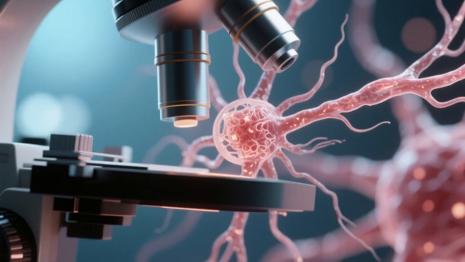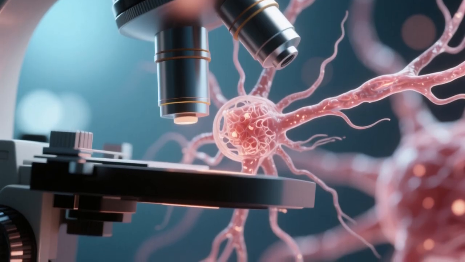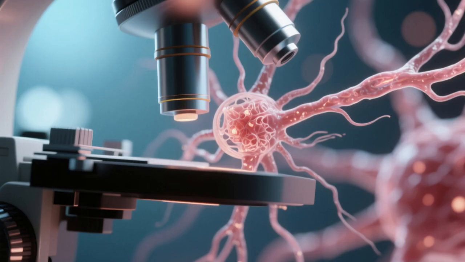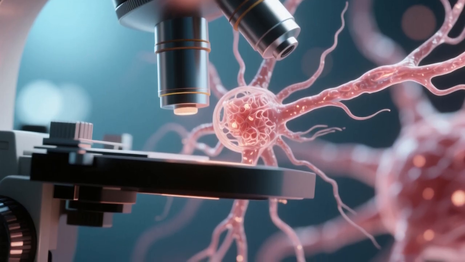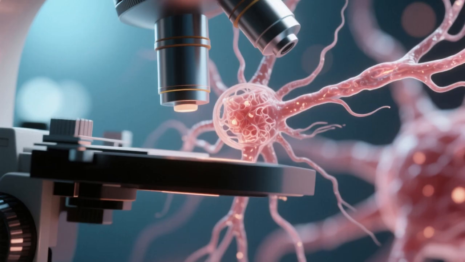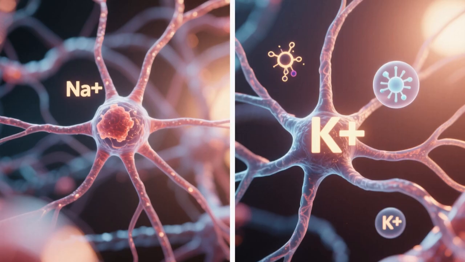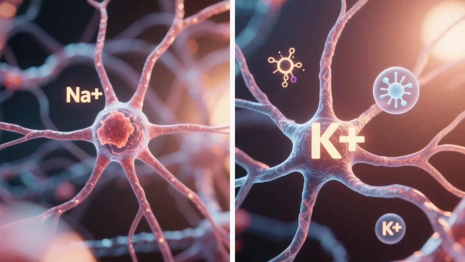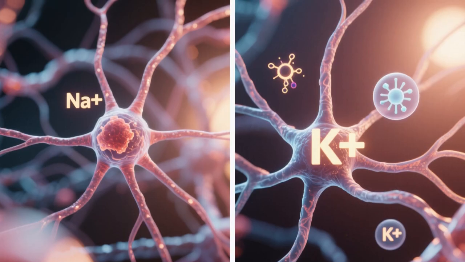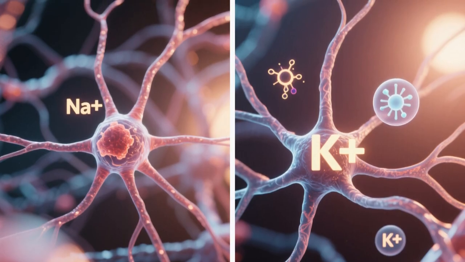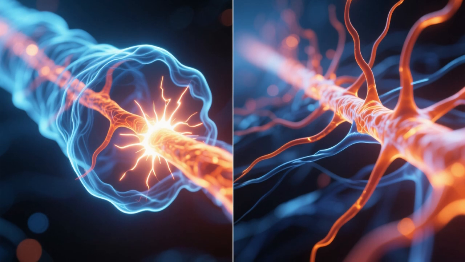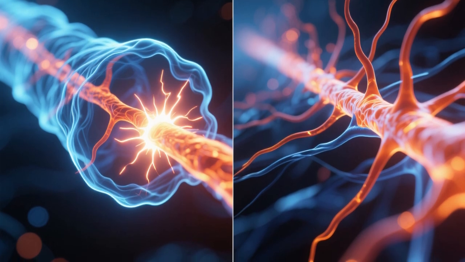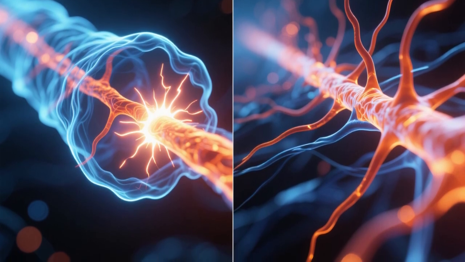We'll be looking at what a neuron looks like under the microscope and exploring the specialized structures found in neurons that are not present in other cell types. We'll also be discussing the role of ions in maintaining the resting membrane potential and how this potential is converted into an action potential when a neuron is stimulated.